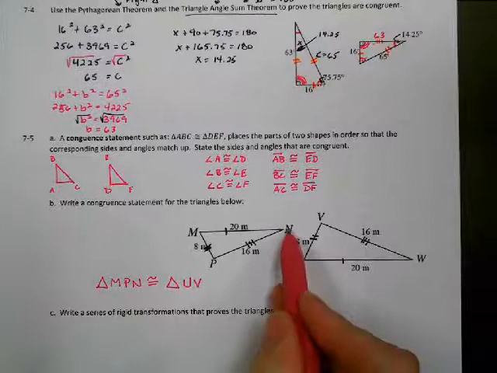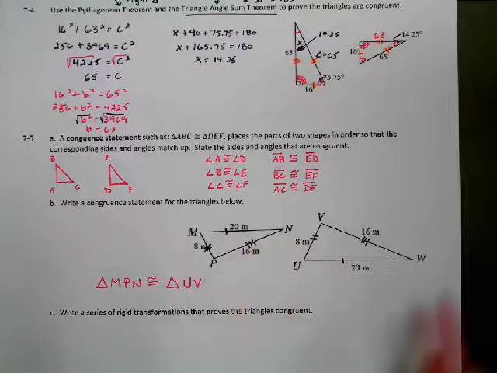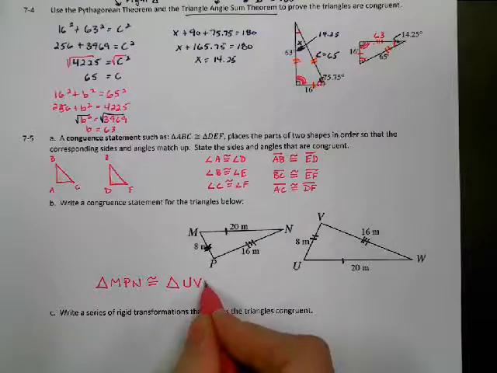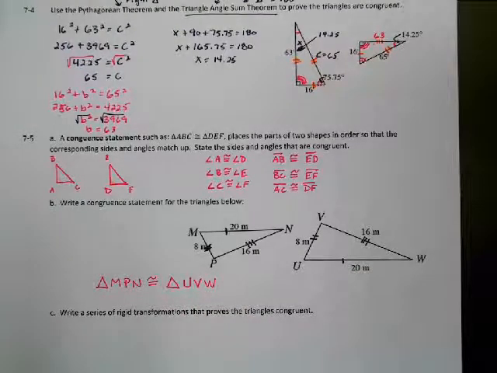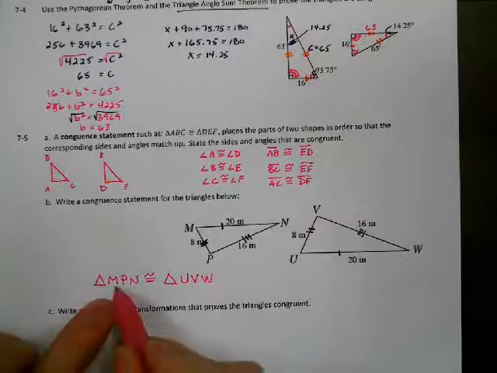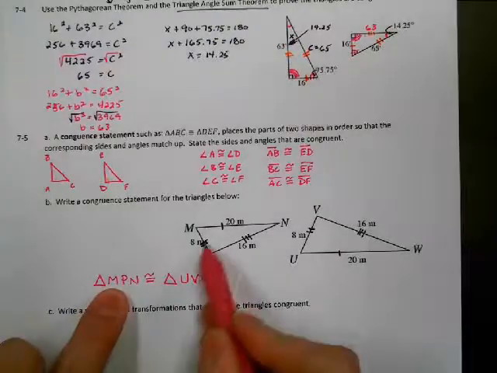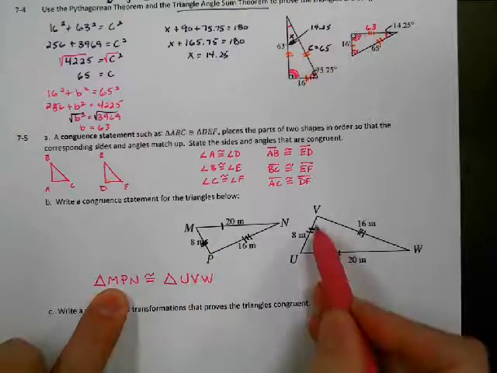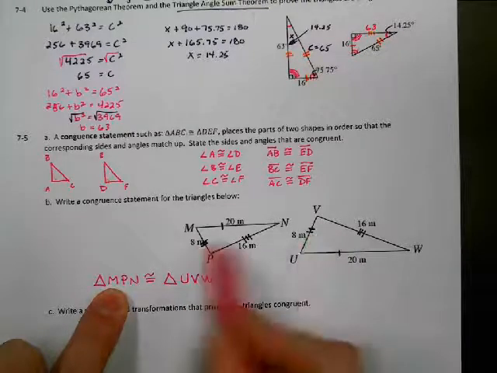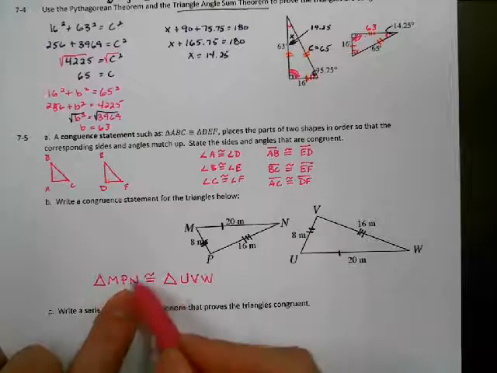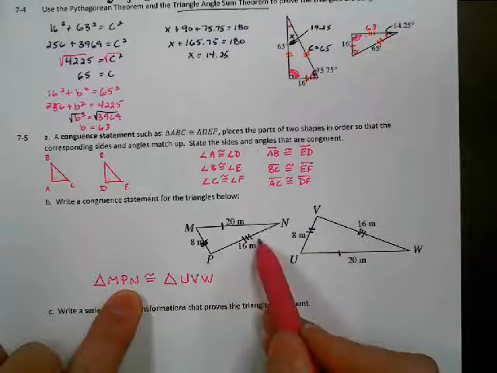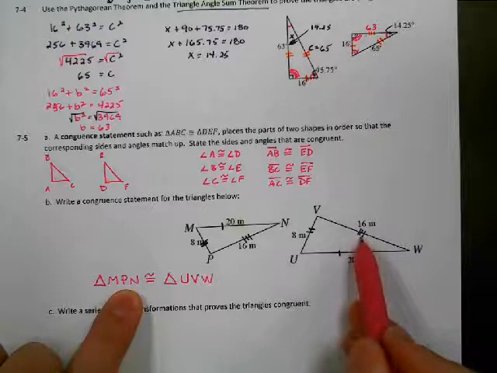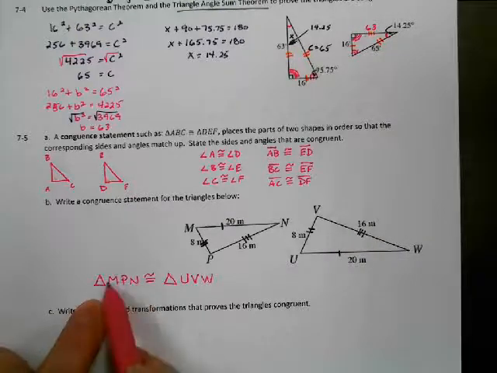Now watch what happened. MP, that's our first two letters, has 2 tick marks there. UV, first two letters, also has 2 tick marks there. So those two are matching up. PN was 3 tick marks, and VW, 3 tick marks. That's matching up. First and last are M and N, that's 1 tick mark. First and last are U and W, 1 tick mark. Everything's matching up in our congruent statement.